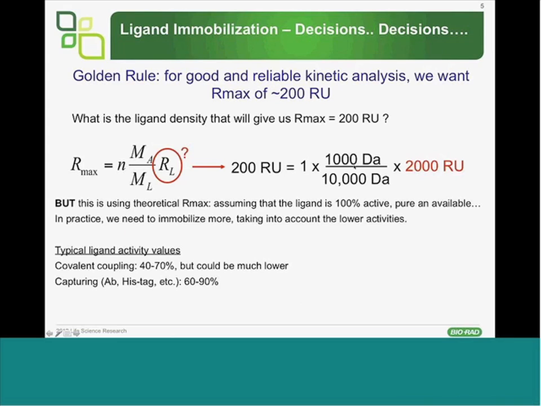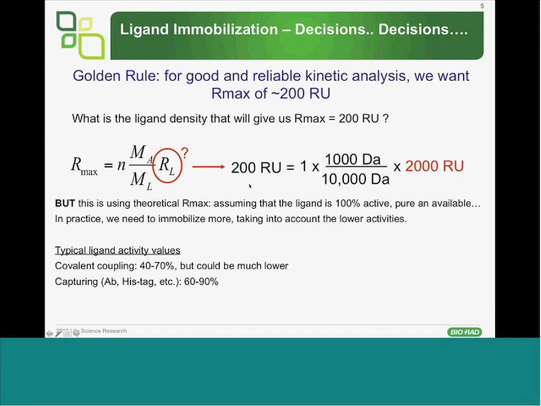So assuming that our analyte is a small molecule with a molecular weight of about 1,000, and our ligand has a molecular weight of 10,000, and it's a one-to-one stoichiometry, we have to bind 2,000 RU of the ligand in order to get 200 RU of the analyte. But as I say, this is theoretical, because we will never get 100%, but anywhere between 10 and 90% of active ligand.